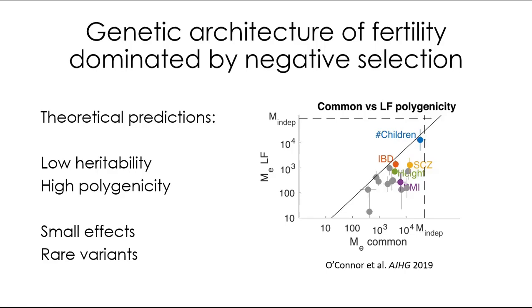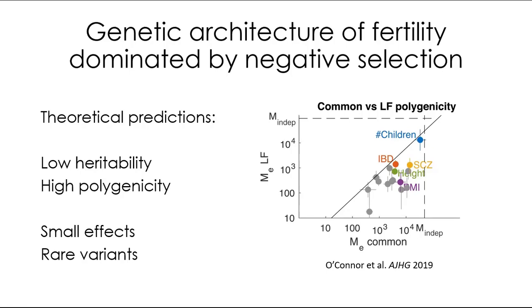Conversely, a genetic variant which decreases fertility, which makes you infertile, isn't going to last for very long. So we don't expect to see much genetic variation in fertility. Geneticists would say that the genetic architecture is dominated by negative selection. We expect the heritability to be very low. We expect it to be dominated by very small effects of very rare variants, which are statistically difficult to detect.